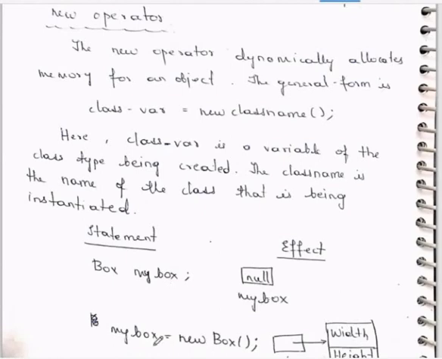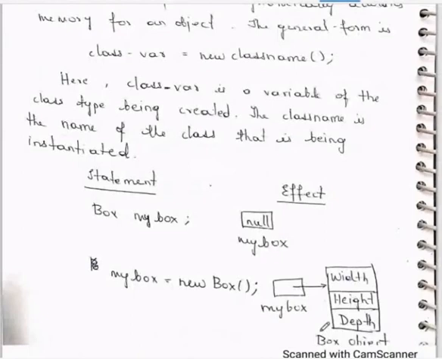But when I use a new operator, what happens is memory is allocated. How much memory is allocated? Memory is allocated based on the class you have created. Here, for instance, box is having three variables, each of type double. Width, height, and depth are all of type double. So it is 4 bytes or 8 bytes, 8 into 3, 24. So 24 bytes of memory will be allocated to myBox.